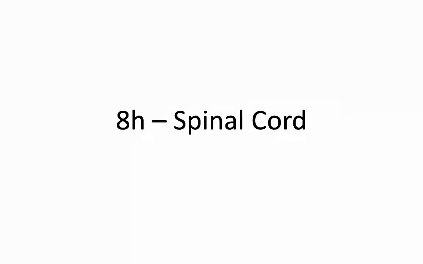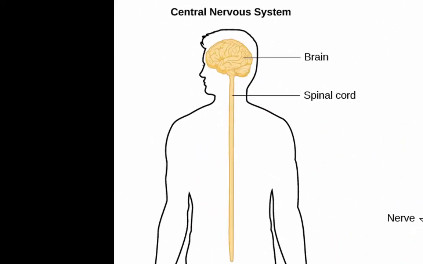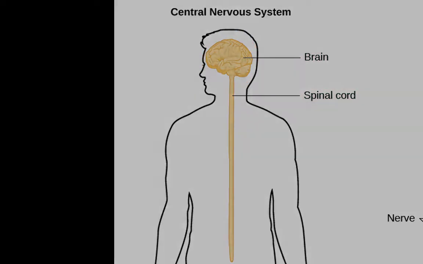Lesson 8H, the spinal cord. The central nervous system receives sensory impulses and organizes and interprets them to coordinate a response. It is composed of two parts, the spinal cord and the brain, both of which are protected by bone.